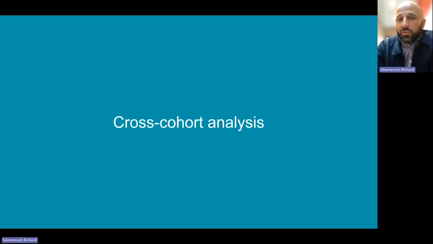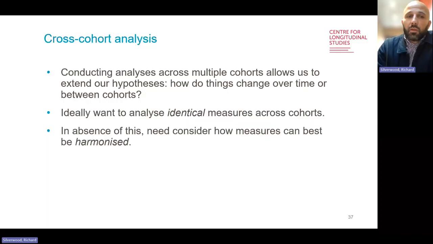The final thing that I wanted to talk about was the potential for cross-cohort analysis. In fact, this has already been touched on in the majority, if not all, of the analyses that I've discussed. So thinking about how we can analyze data from more than one of these cohorts at the same time in order to make meaningful comparisons between the cohorts. This really allows us to extend our hypotheses, thinking more now about how things change over time or between cohort studies. So there are cohort effects.